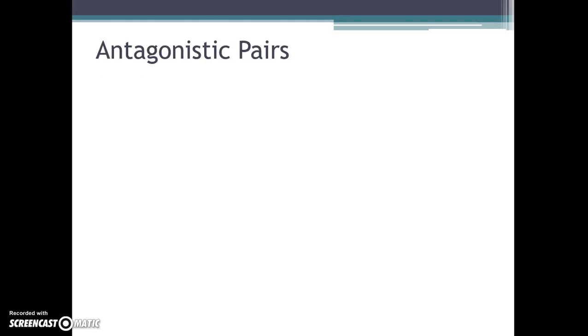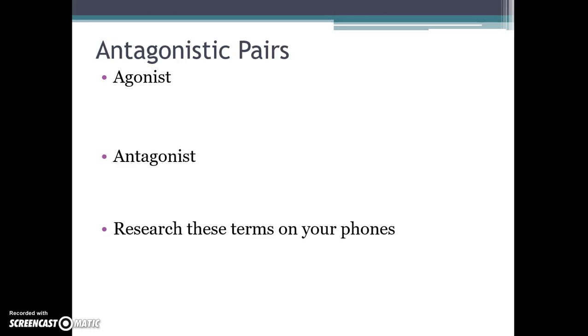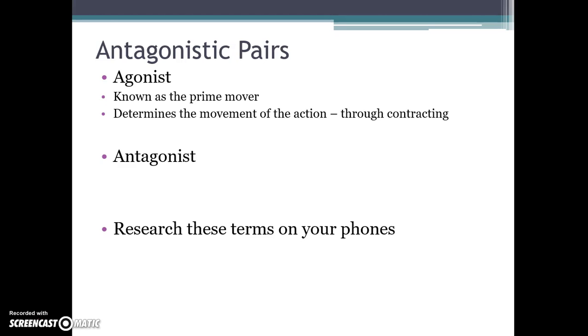Okay, antagonistic pairs. We had two key terminologies we need to talk about in terms of antagonistic pairs. We've got the agonist and antagonist. I want you to think of your agonist as your prime mover. That's the one that controls the movement, although as we'll discuss a little bit later, it doesn't always control the full movement, but the agonist is the prime mover. It will determine the direction of movement through the muscle.